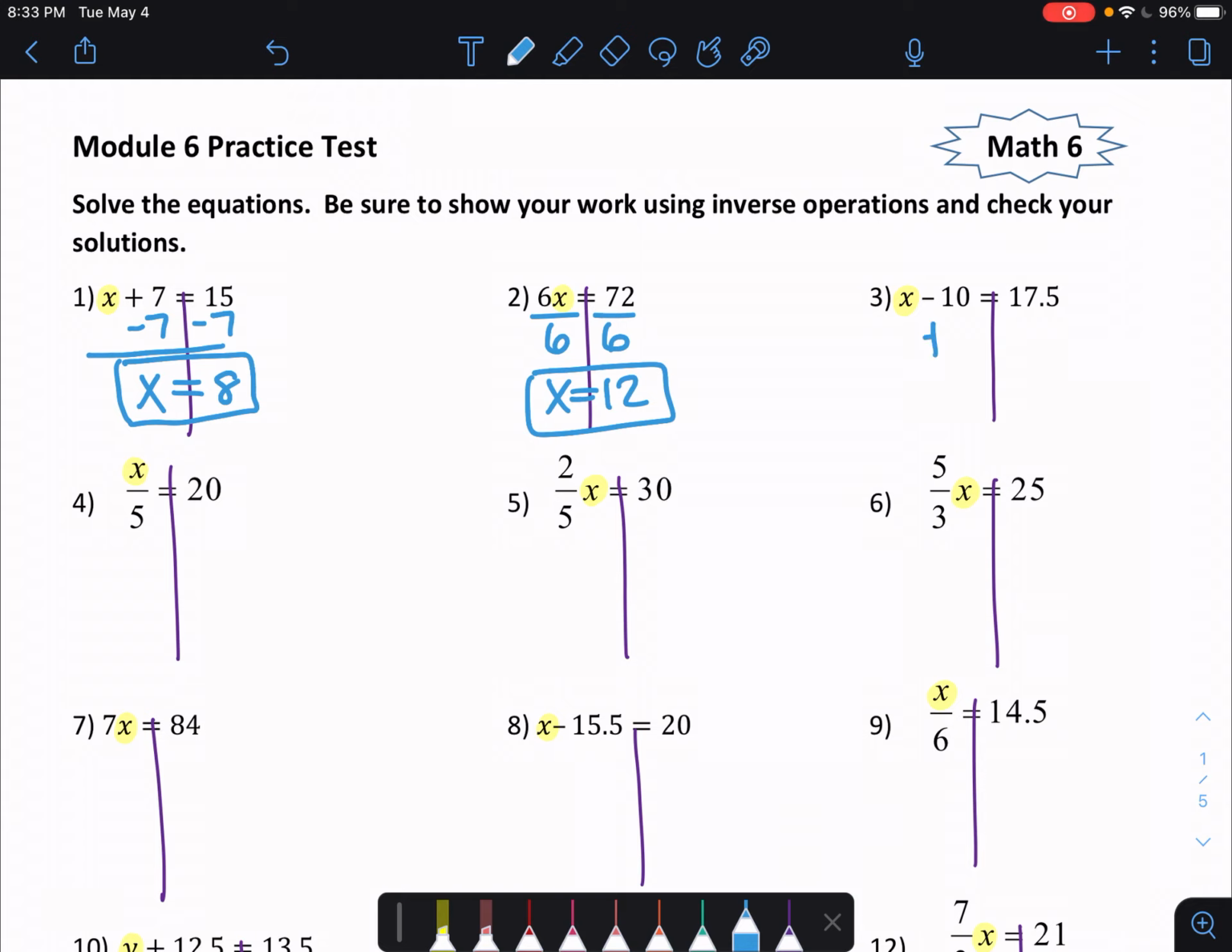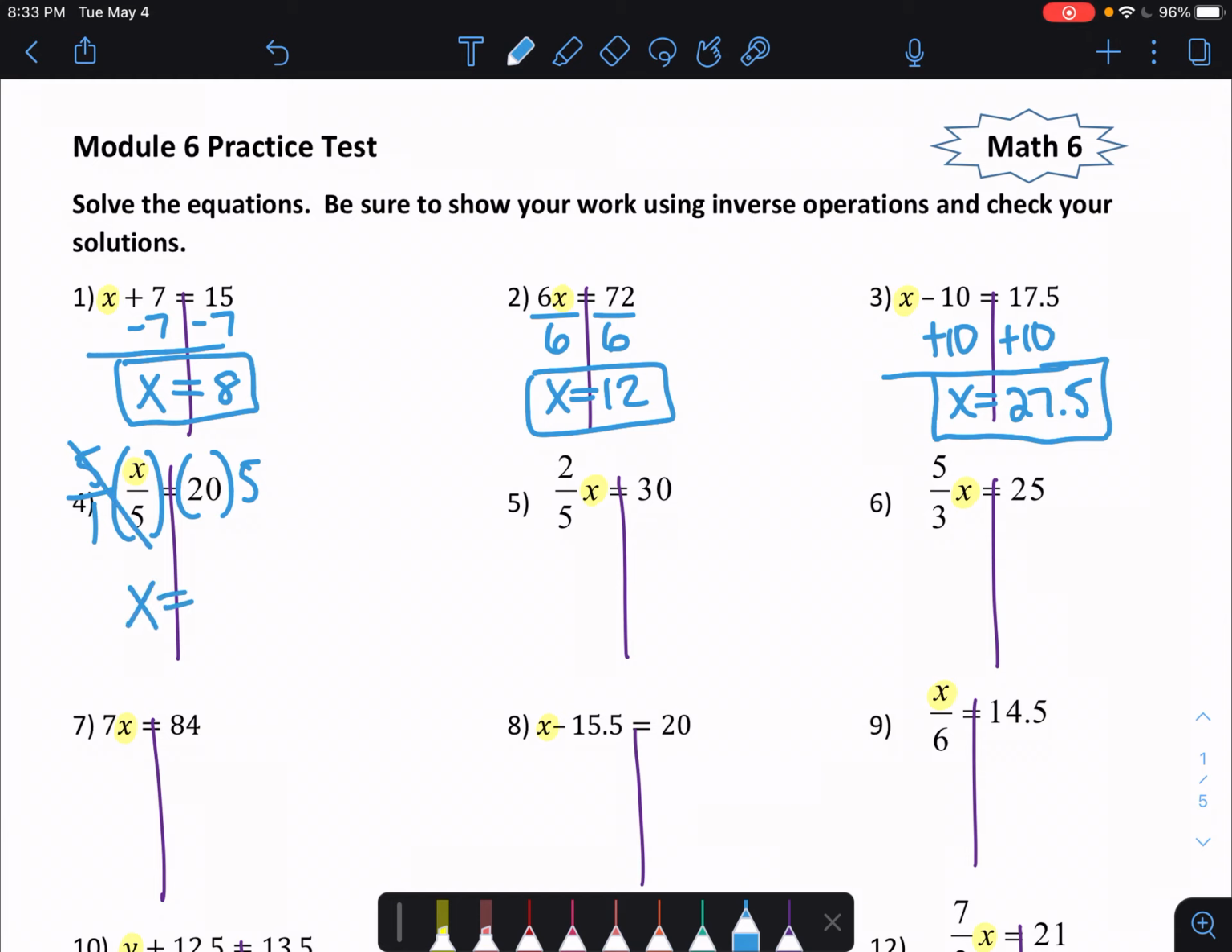In number 3, I'm going to add 10 to both sides. So I get x equals 27.5. If I do 27.5 minus 10, I get 17.5. In number 4, I'm undoing division, so I'm going to multiply on both sides. So when I multiply by 5, on the left-hand side, I'm doing 5 over 1, so that x is left over, and then 5 times 20 is 100. And then to check my solution, I can do 100 divided by 5, and 100 divided by 5 equals 20.